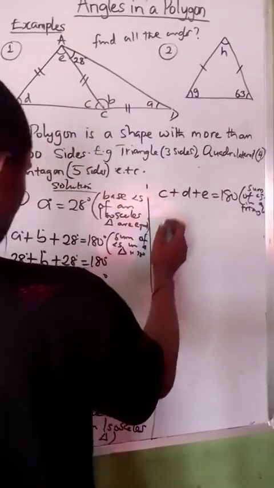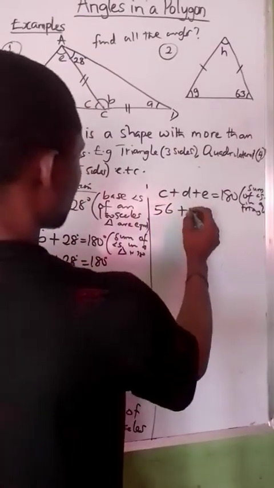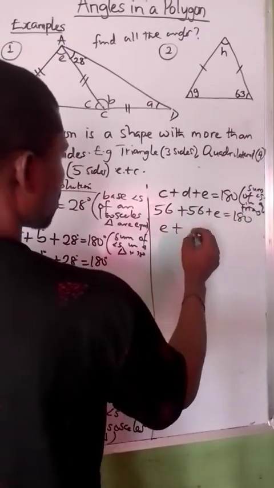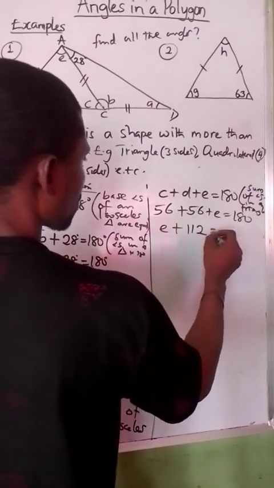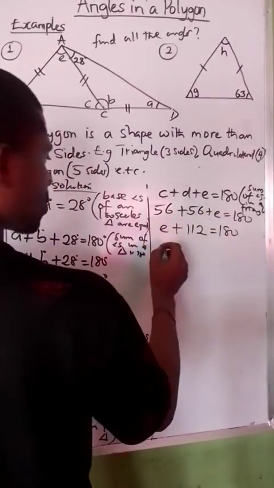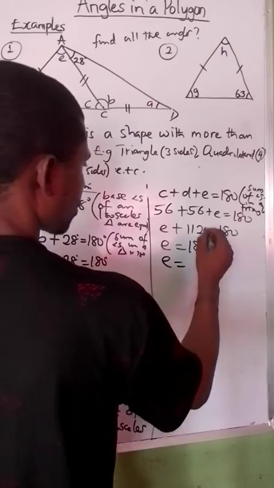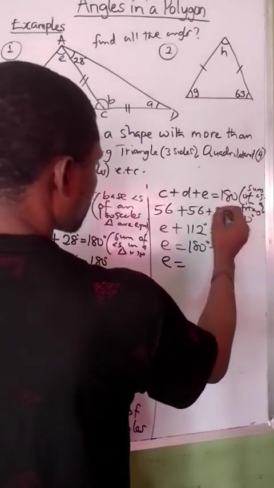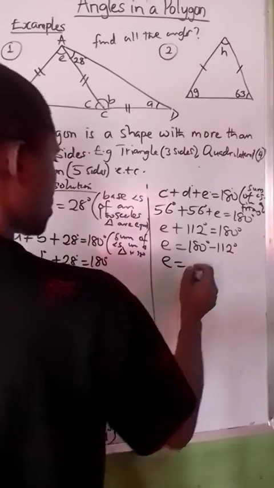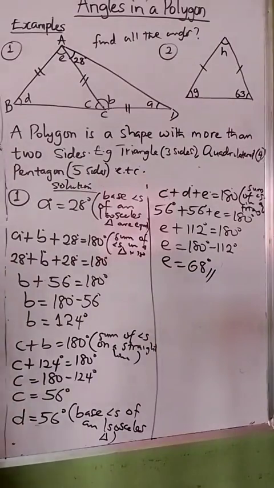So our C is what? 56, plus our D is what? 56, plus E. We don't know our E. So E plus 112 equals 180 degrees. We can bring it here, it's the same thing. So our E now is 180 minus 112. So E now equals, always remember to put your degrees, what is that? 68 degrees. That's your final answer. Thank you.